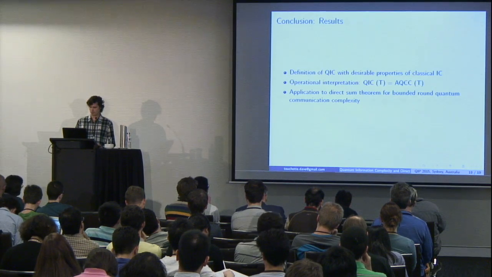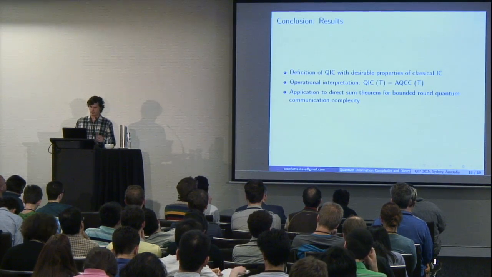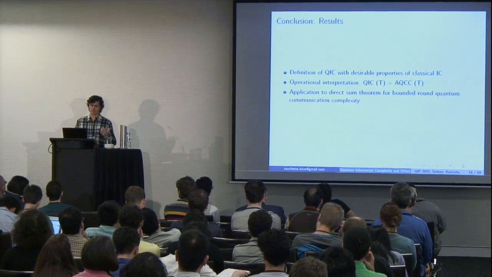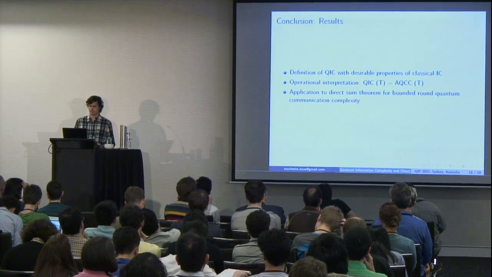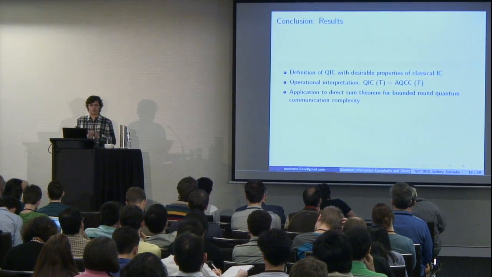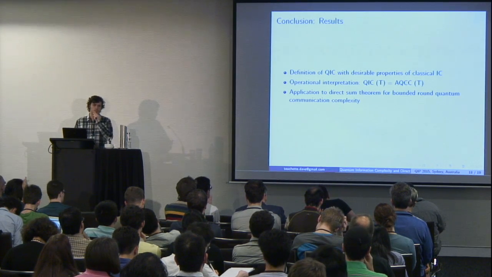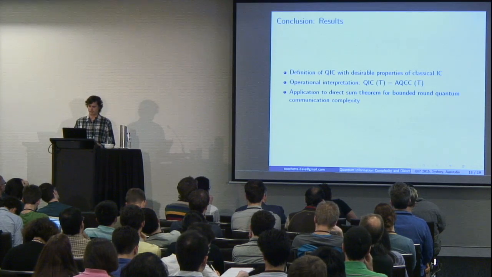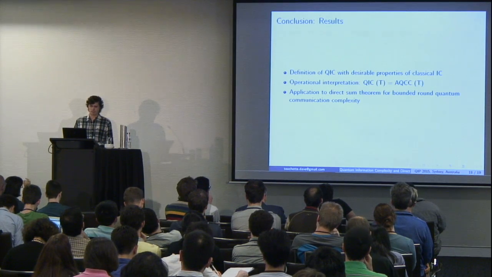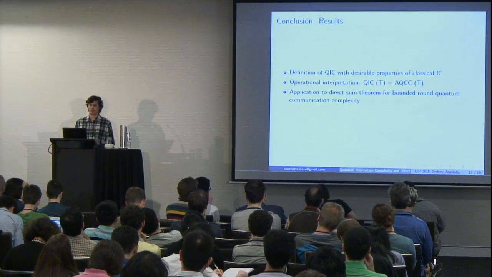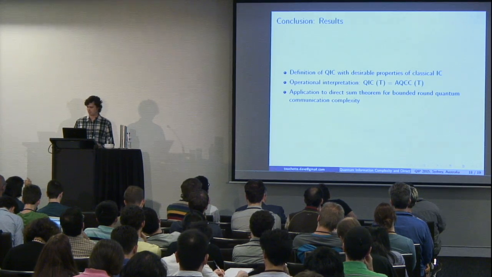Right. Let me conclude with a summary of the results. We provided a new definition of quantum information complexity, which satisfies the desirable properties that we want for an information complexity measure. We provided an operational interpretation for it as the amortized communication complexity, and provided an application to a direct sum theorem for bounded round quantum communication complexity.